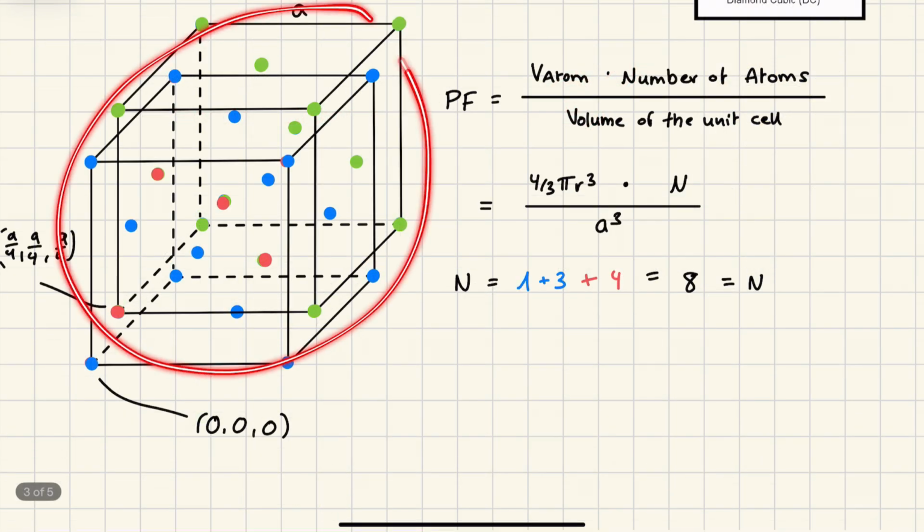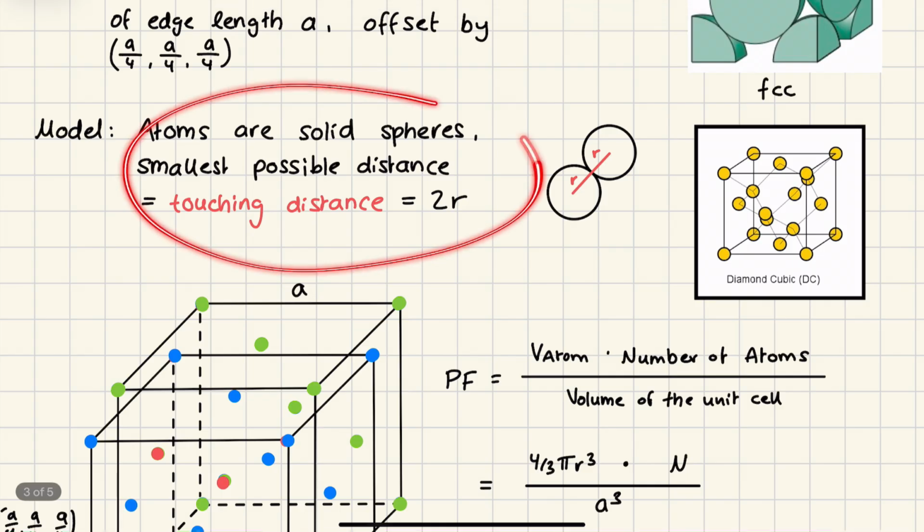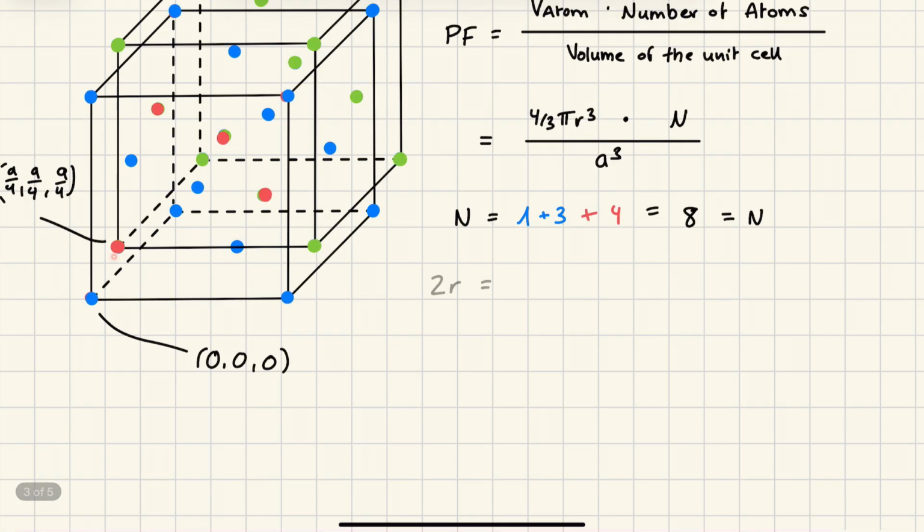Now, since these two FCC crystals, which we use to build the diamond cubic, are only slightly offset from each other, the shortest distance is this one right here. And how do we find this distance? Well, if we know the coordinates of both points, we can treat this as a vector from the origin to the coordinates a over 4, a over 4, a over 4. And from our model, we know that the shortest distance equals 2r. So 2r is this distance right here. And how do you find the length of a vector? Well, using the absolute value. So 2r is the absolute value of that vector.